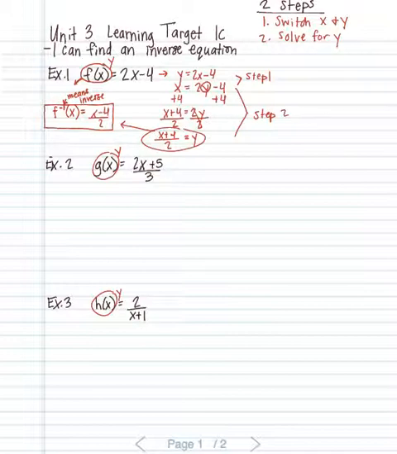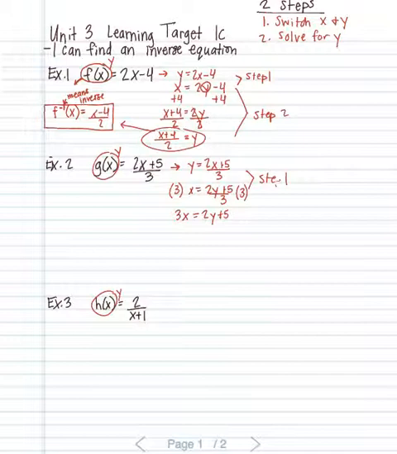Example 2. You need to know that g of x is just y, so if it helps you to rewrite it with y first, go for it. First step, switch x and y. x equals 2y plus 5 over 3. So there's step 1. We've got to get y by itself. Big fractions look gross and might be a good thing to get rid of first. So since we were dividing by 3, we need to multiply both sides by 3. So we've got 3x on this side equals 2y plus 5.